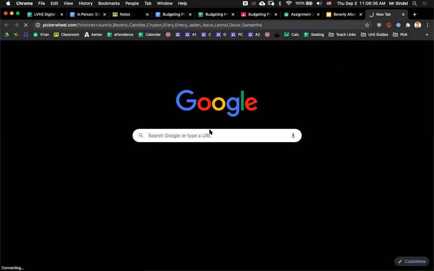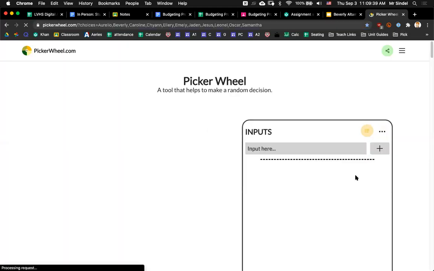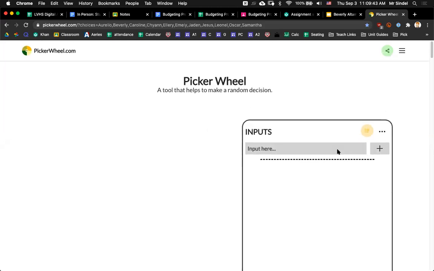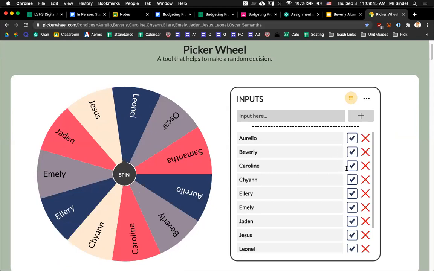I just tried this out yesterday too. If I do the picker wheel, I have you all set up for Precalculus. Whenever someone participates, I'll take you off of the picker wheel. If it loads, there it goes. It's Caroline.